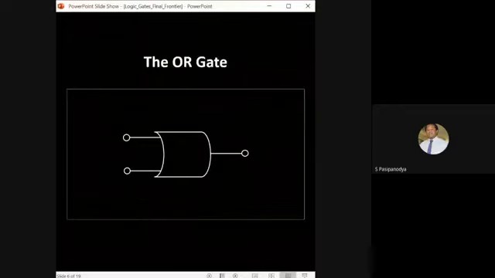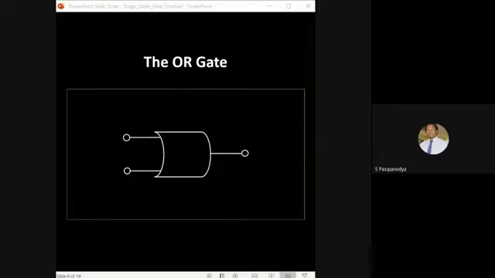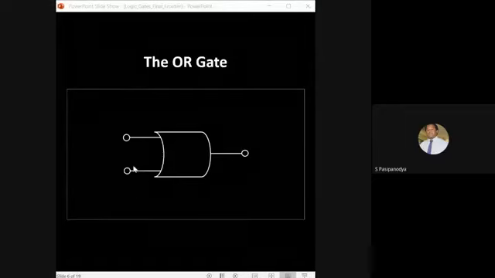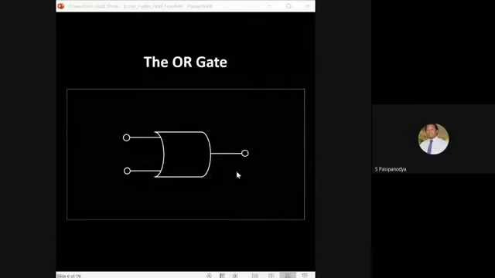Next, we have what is known as the OR gate. When we're looking at the OR gate, we're saying it also has 2 inputs, and it also has 1 output. If at least one of these inputs is true, then the output will also be true. So if neither input is a 1, it means that the output will always remain 0.